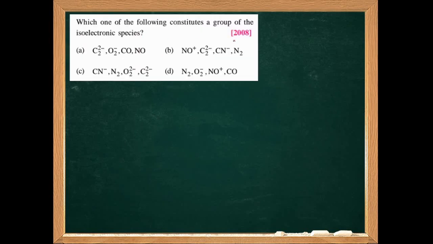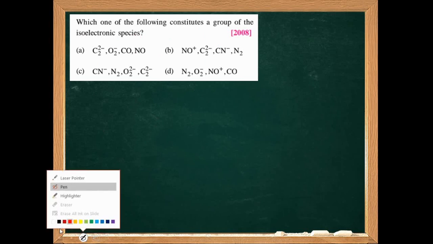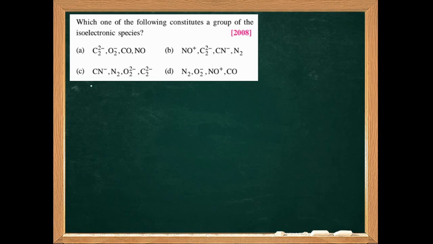Which one of the following constitutes a group of isoelectronic species? So if you see, there are certain species whose number of electrons we have to find. So we have C2 2 minus, then we'll find each of them one by one. Then we have O2 minus, CO, NO, then we have NO plus.